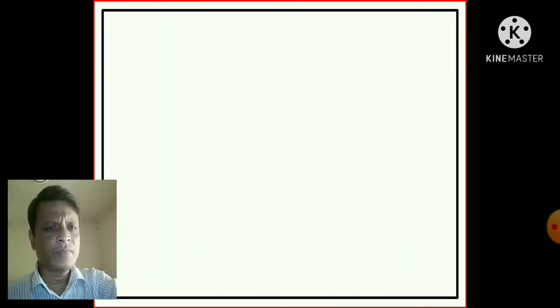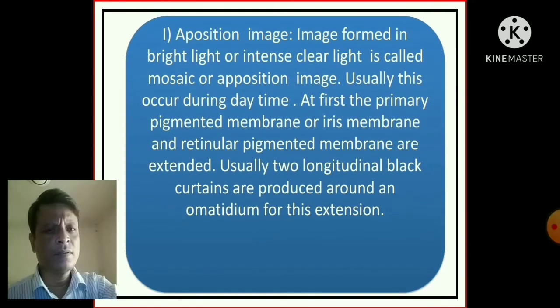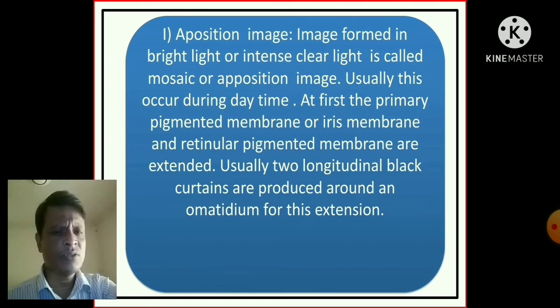Okay. Now the answer to question D. Number one, the apposition image. Actually, two types of image form in the grasshopper ommatidium, depending on the abundance of light intensity. Number one, the image formed in bright or intense clear light is called the mosaic or apposition image. Usually this occurs during daytime.